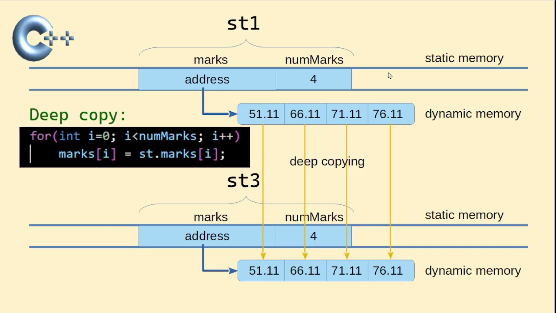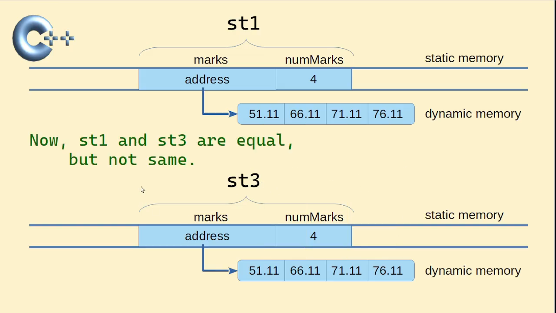In this case, we see the static memory space as a shallow memory space, and we see dynamic memory space at the depth level. Since the data is being copied from one depth level memory space to another depth level memory space, that's why we call this process deep copying. Now, st1 and st3 objects are equal in the sense that they contain equal data, but they are not the same object. They are different. st1 has its own memory space for marks and number of marks, and it has its own dynamic memory space. st3 has its own memory space for marks, number of marks, and it has its own dynamic memory space.